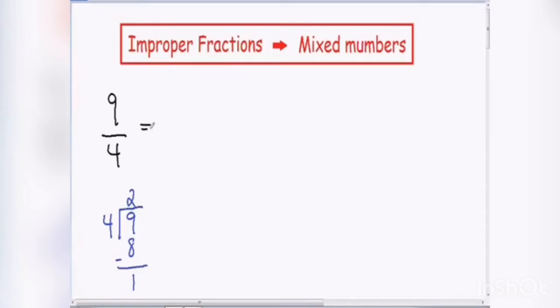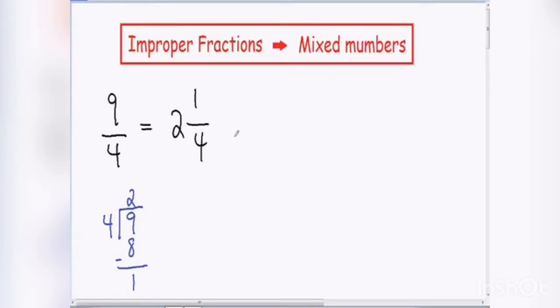So since 4 goes into 9 2 times, our mixed number is going to have a whole number of 2. And since we have a 1 left over in our remainder, our mixed number is going to have a 1 in the numerator. And our denominator always stays the same. Since we have a 4 denominator in our fraction, we're going to also have a 4 denominator in our mixed number. So 9 over 4 is equal to 2 1/4.